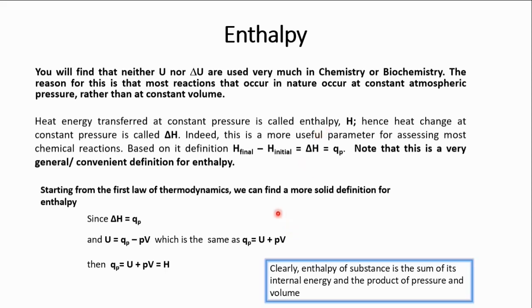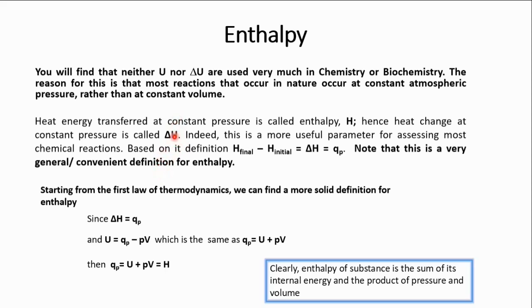Now, the heat energy transfer at constant pressure is given a new name called enthalpy, and it is signified by the uppercase letter H. Hence, heat change at constant pressure is called delta H, the change in enthalpy. Now, enthalpy change is a more useful parameter for assessing most chemical reactions. Why is that? Most chemical reactions occur at constant pressure and not constant volume.